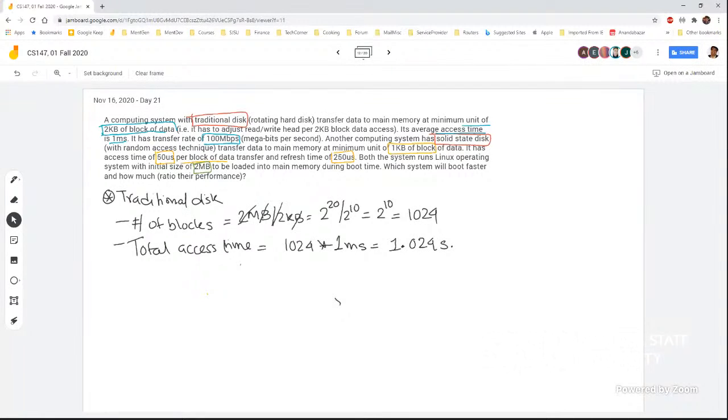Now let us consider how much time it takes to transfer the real data from the disk to the memory. To do that, we need to work out how much time it needs for each block. How do we calculate that? Each block transfer time is 2 kilobyte of data, and the transfer rate is 100 megabits per second.